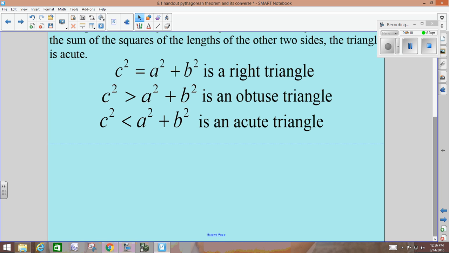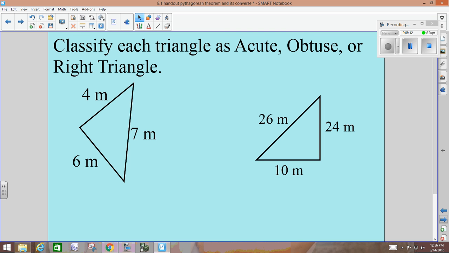So if I look at number 1, they give me a triangle with side lengths 4, 6, and 7, and I want to determine what type of triangle it is. Using the Pythagorean theorem, a squared plus b squared equals c squared. Which of these 3 values do you think I should plug in for my c?